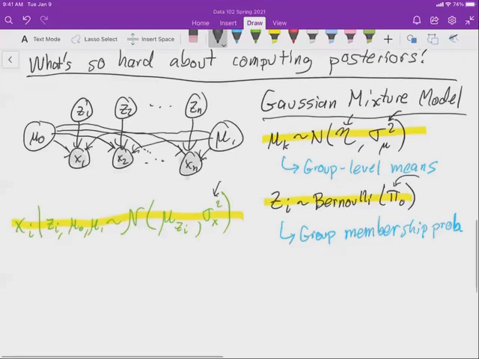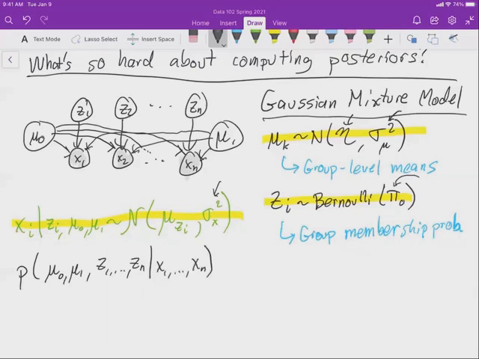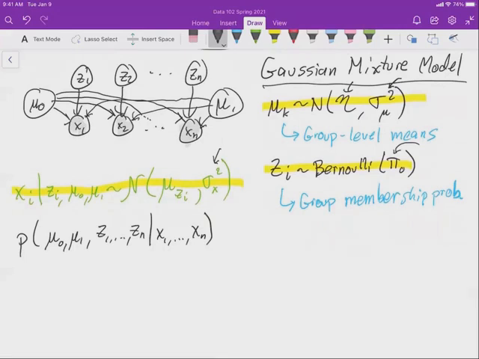So this is how things are set up. We observe the data, and we want to compute P of all the hidden variables, mu 0, mu 1, and z1 through zn, given the x's. We observe the x's and we want to know the distribution over the mu's and the z's. We're going to use our usual Bayes rule setup to compute this, and this is equal to the prior over our hidden variables. The prior is this and this. We have a bunch of hidden variables here.